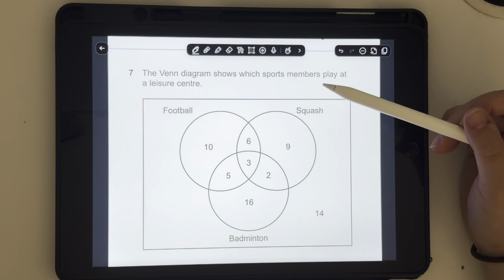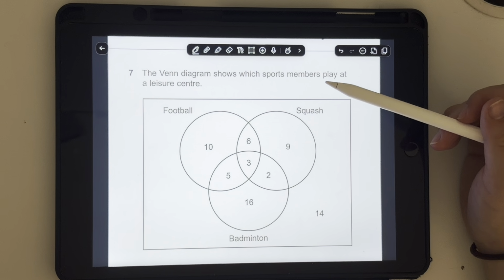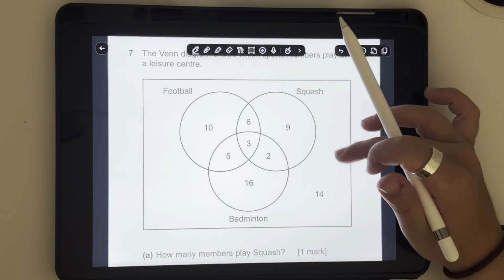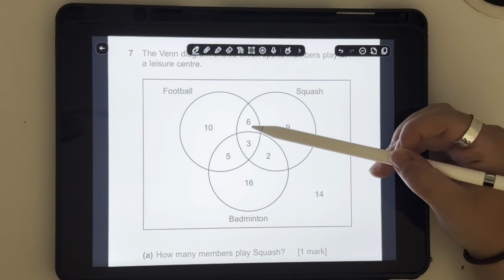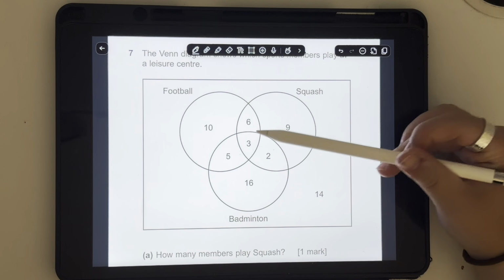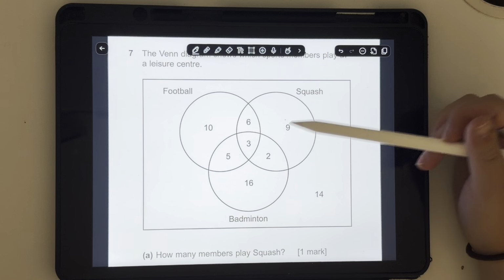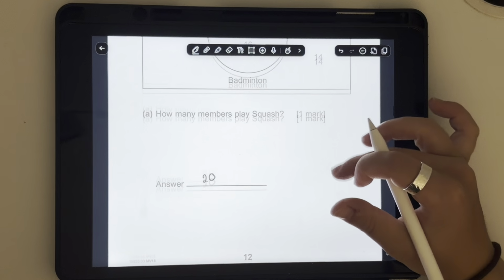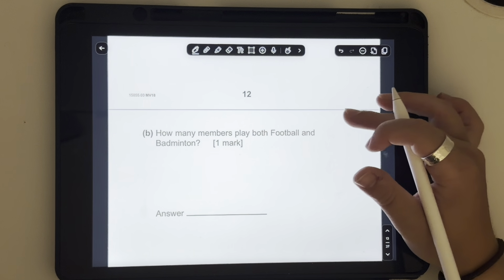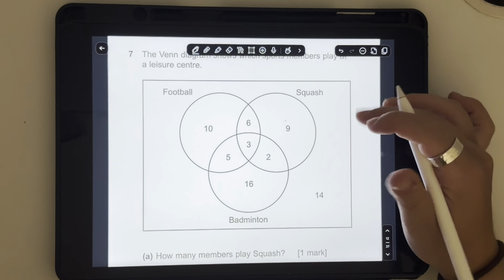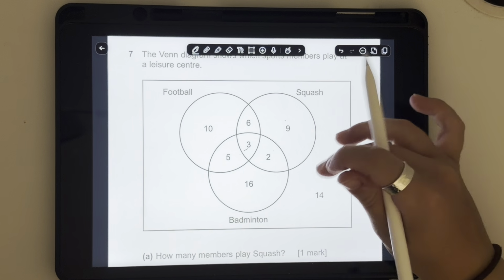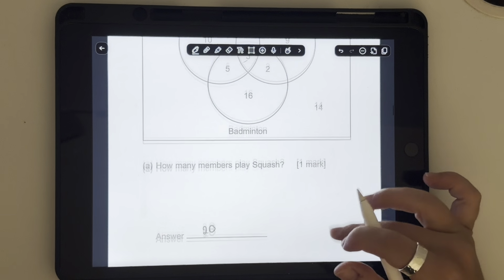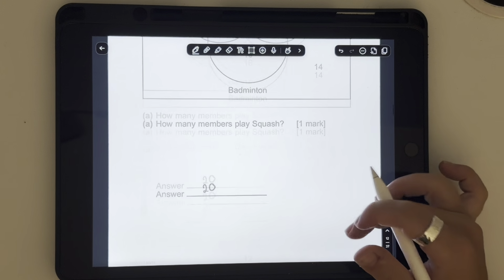Okay, the Venn diagram shows which sports members play at a leisure center. How many members play squash? So that's 6 plus 3 plus 9 plus 2, so that's 20, I believe. Yep. How many players play both football and badminton? That's going to be 8. Yeah, that's correct.